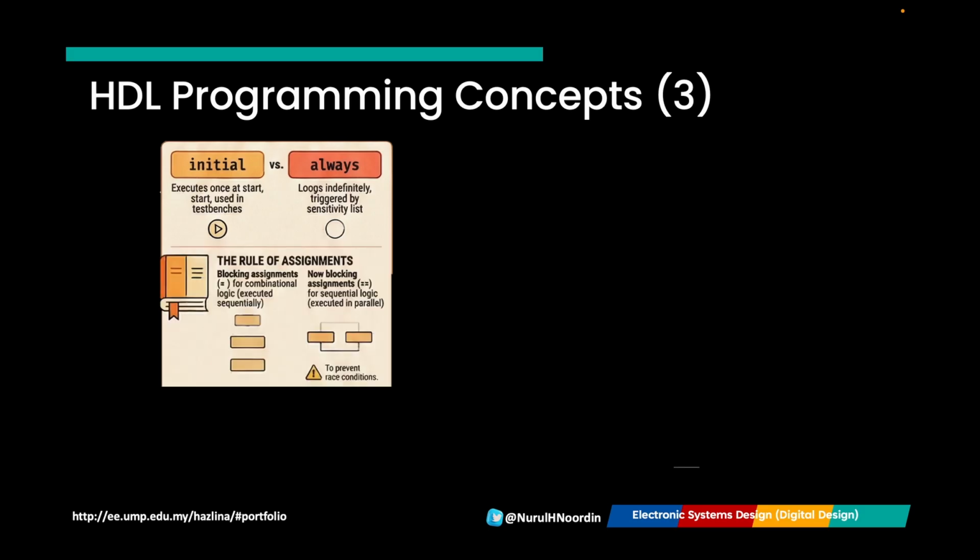There are also blocking versus non-blocking assignments. When writing procedural code inside an always block, Verilog uses two distinct assignment operators. We call this blocking, typically represented by the equal sign. It evaluates and assigns the value immediately, blocking the next statement until it finishes. It acts sequentially like C programming and is used strictly for combinatorial circuits.